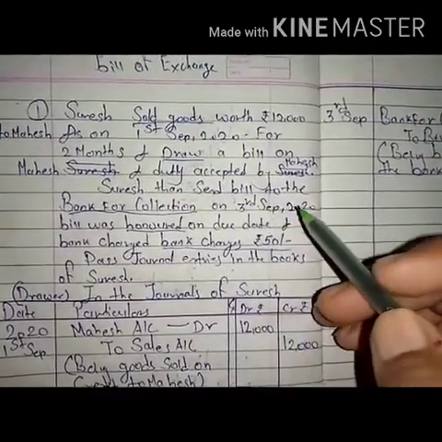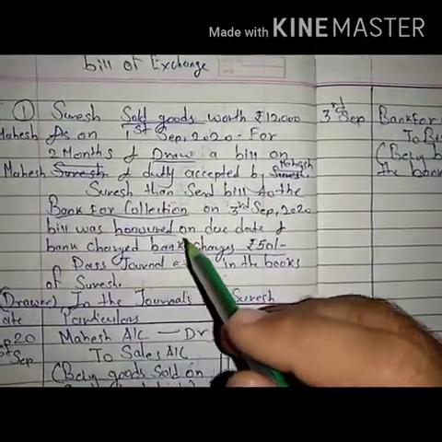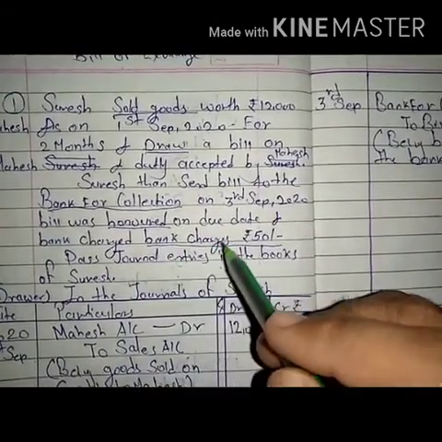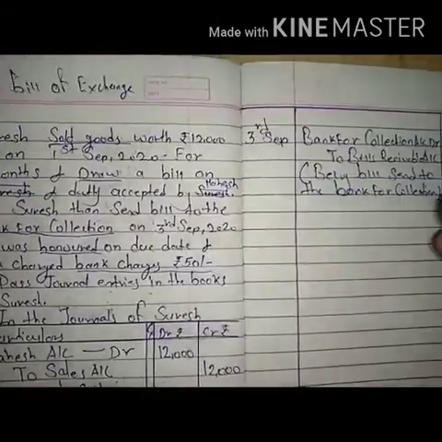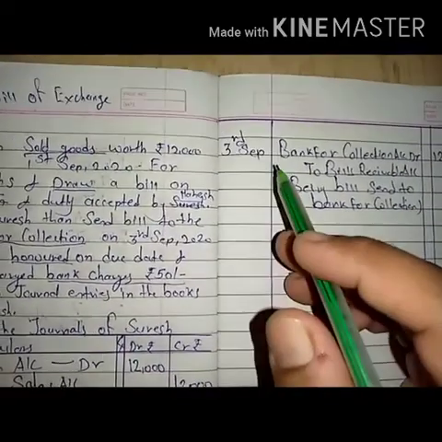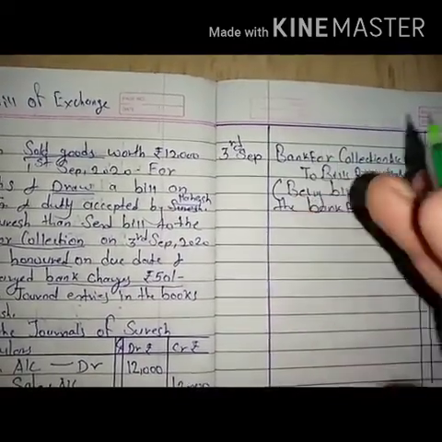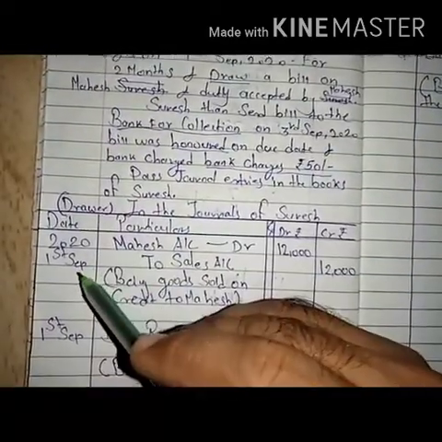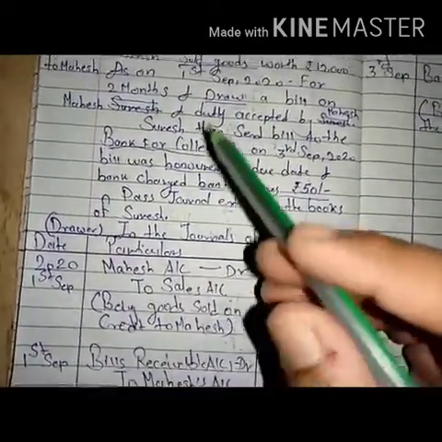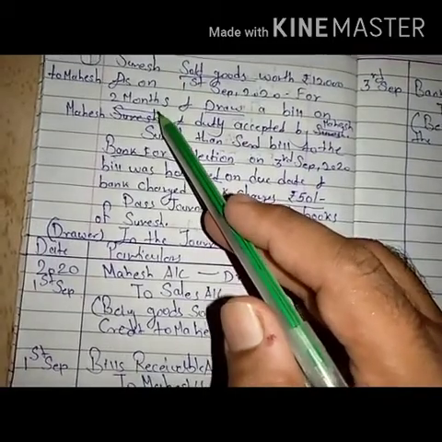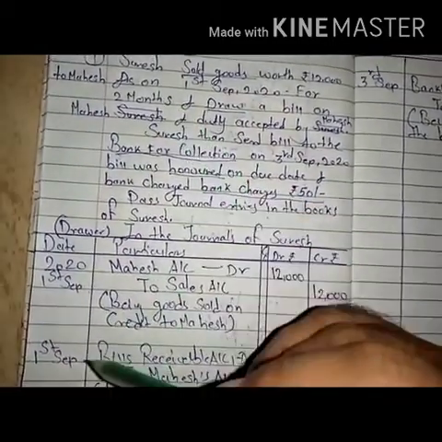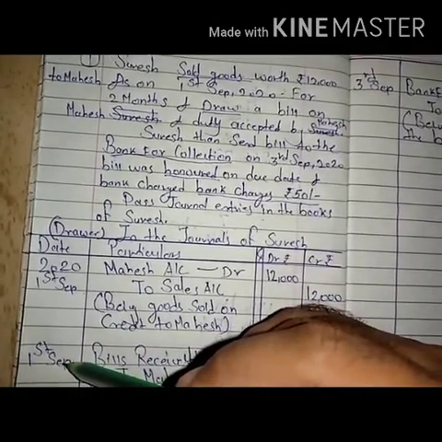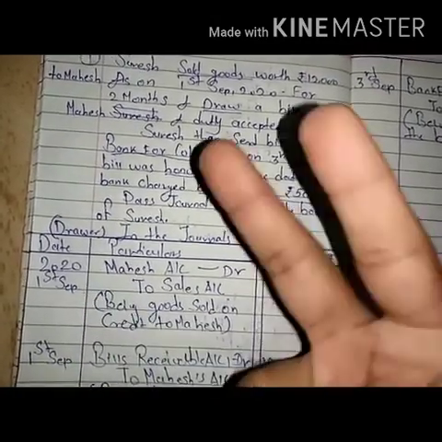Now next, the bill was honored on due date and the bank charged rupees 50. The bill is honored. Honored means the bill is paid by the drawee on the actual date which is decided. Now what is the actual date? The bill was drawn on 1st September for 2 months. So we count 2 months from 1st September to 1st October, and from 1st October to 1st November, 2 months.